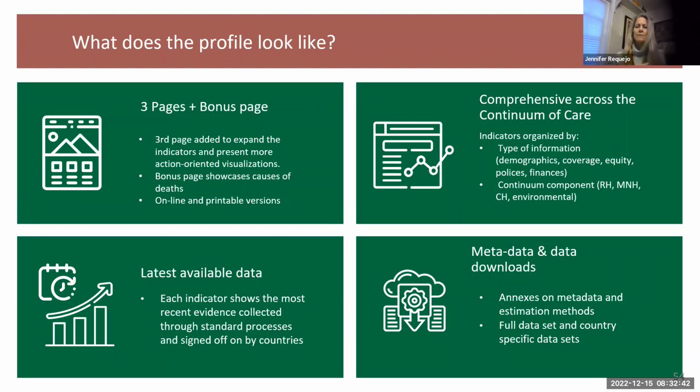And then also critical to note is that there are companion annexes that include the metadata for each of the indicators. And when you go on the website, you're able to download the entire data set for all low and middle income countries, or you can download the data set for a specific country of interest.